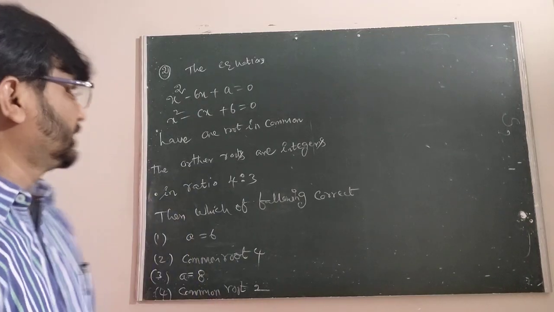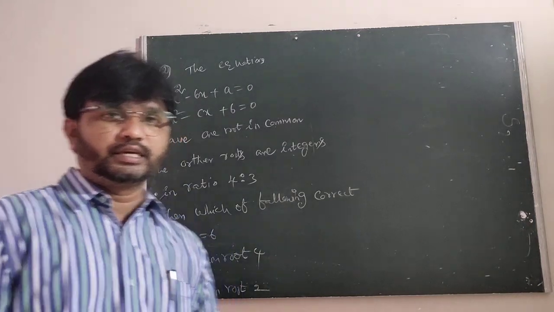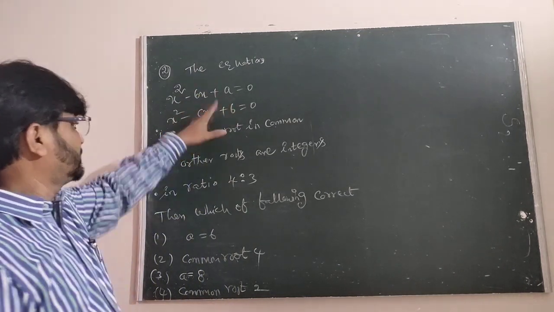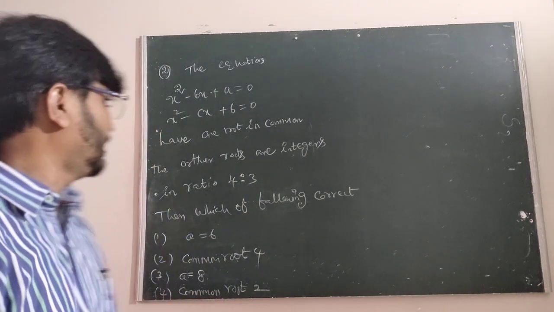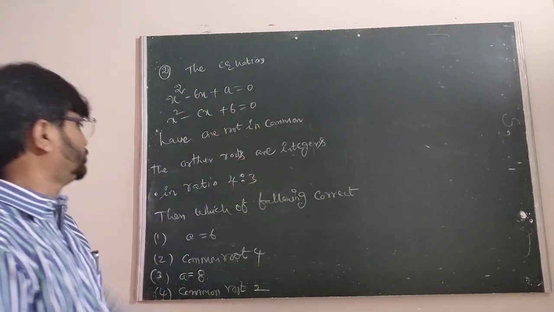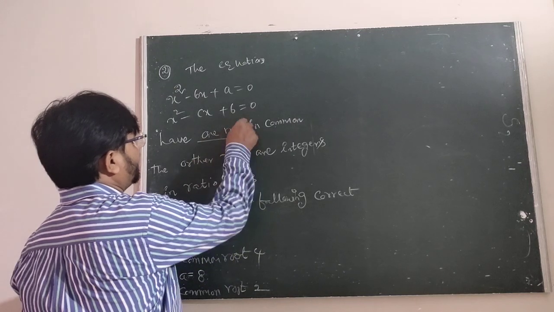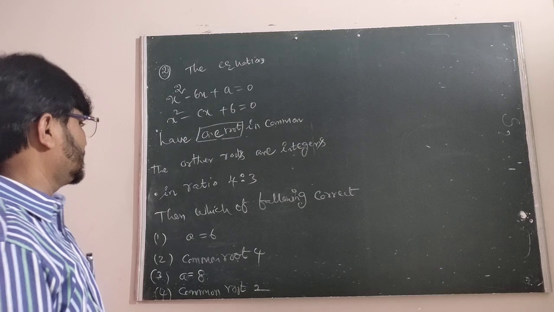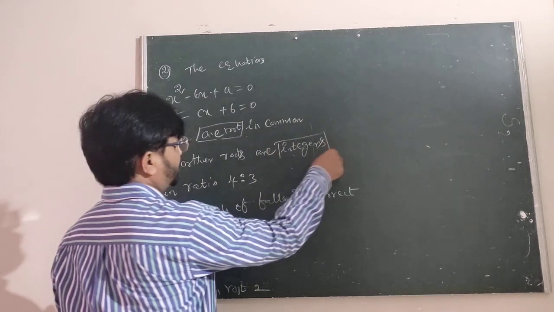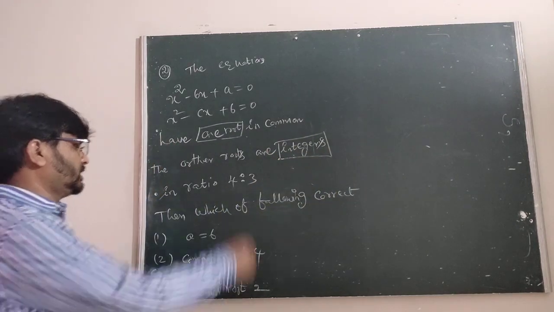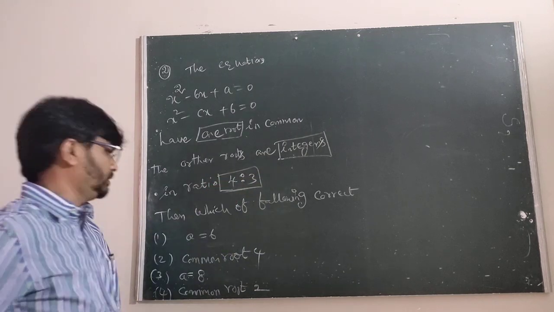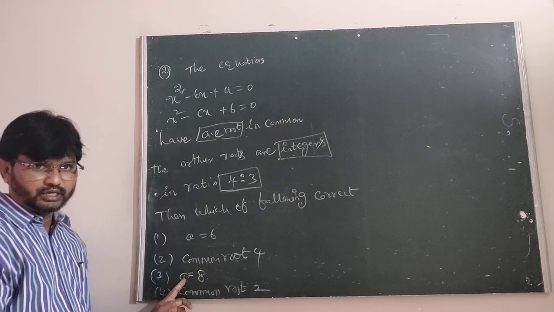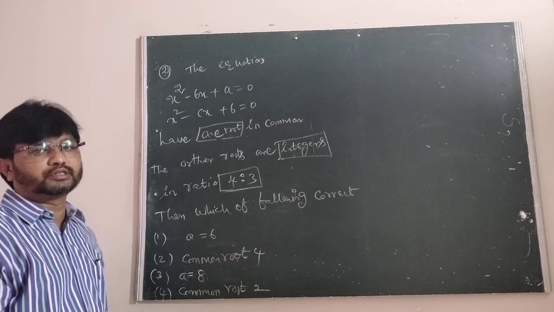So now we are going to the second one. The given quadratic equations x square minus 6x plus a equal to 0 and x square minus cx plus 6 equal to 0 have one root in common. The other roots are integers in the ratio 4:3. Then which of the following is correct? A is 6, A is 8, and the common root is 2, and the common root is 4.